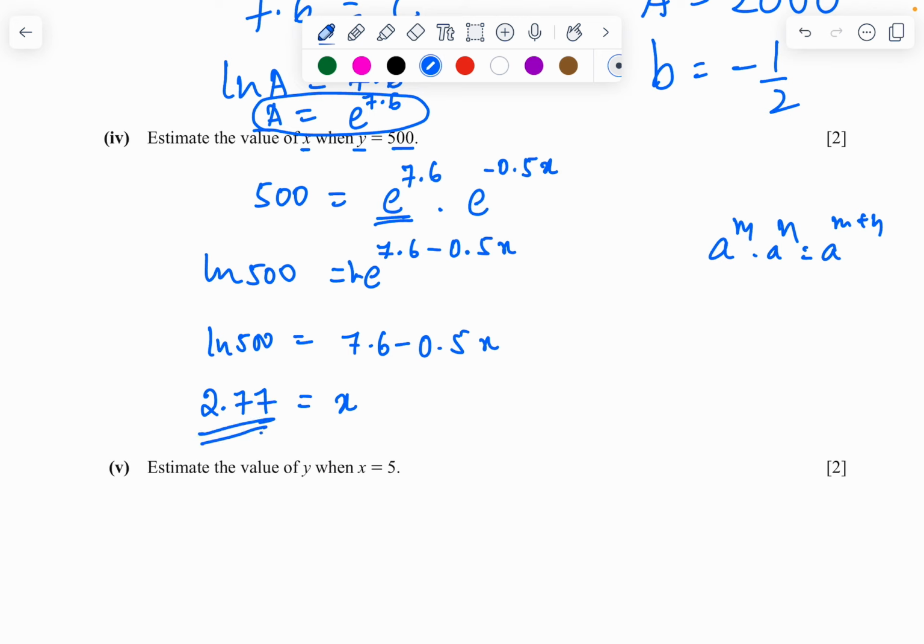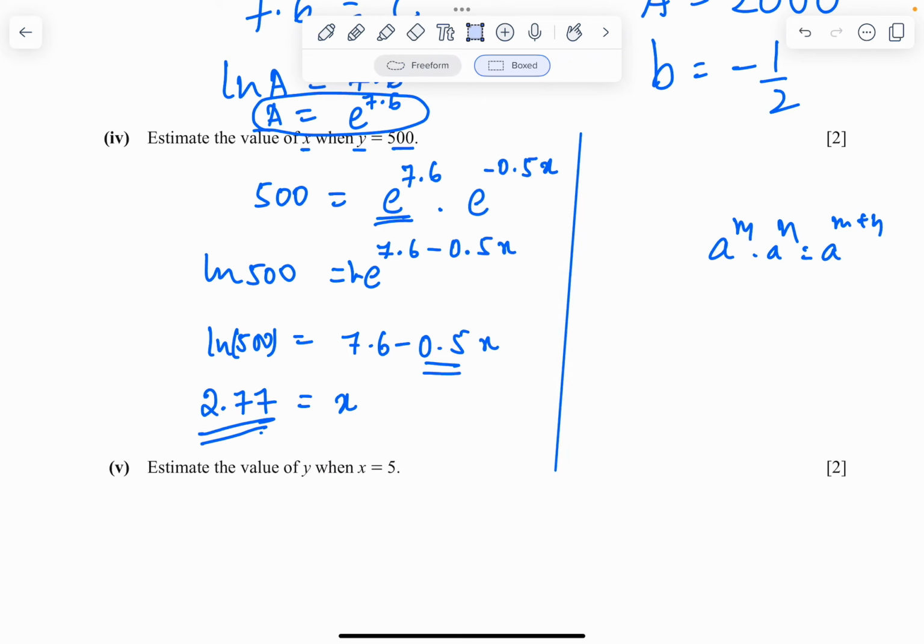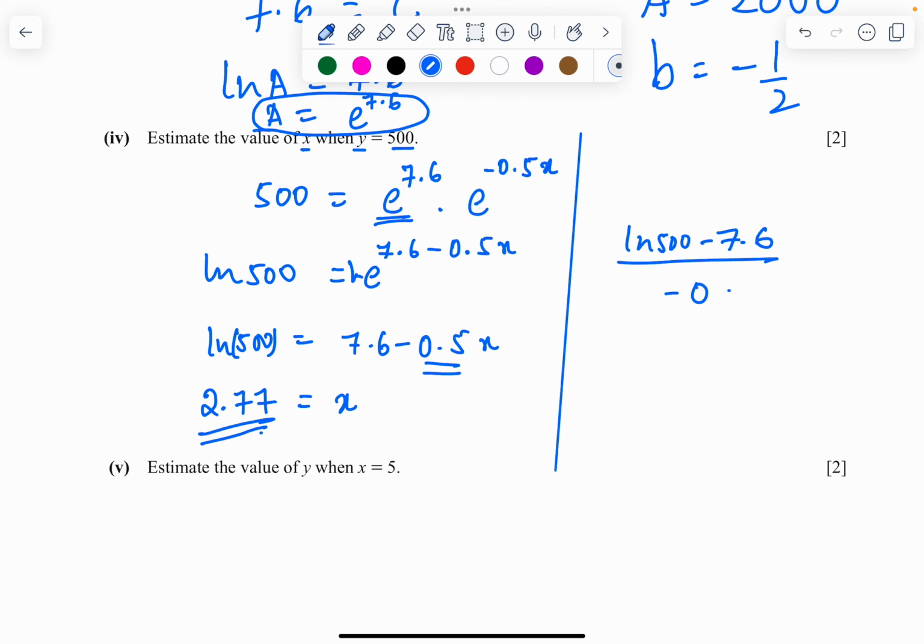So how do you substitute? First you take ln 500 minus 7.6, then divided by negative 0.5. I can also write the steps here if you want me to. So x equal to ln 500 minus 7.6 over negative 0.5, then you will get this answer.